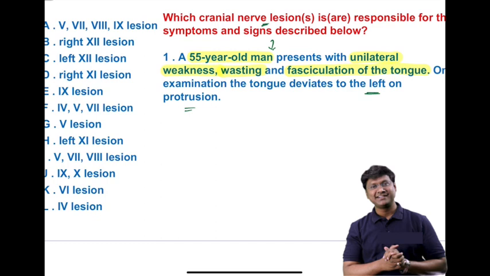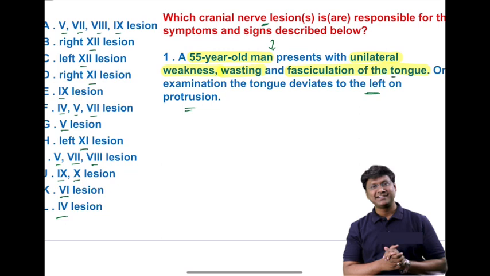The options are: 5th, 7th, 8th, 9th nerve lesion; right 12th nerve lesion; left 12th nerve lesion; right 11th nerve lesion; 9th nerve lesion; 4, 5, 7 nerve lesions; 5th nerve lesion; or left 11th nerve lesion; 5, 7, 8 lesion; or 9th and 10th lesion; or 6th nerve lesion or 4th nerve lesion?